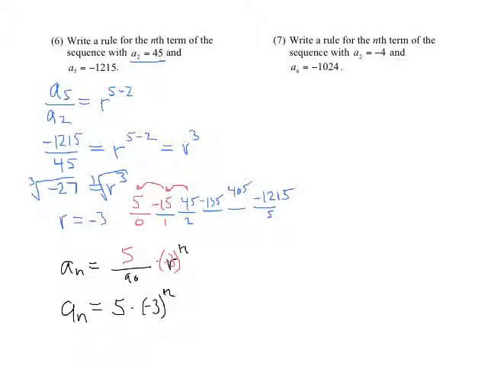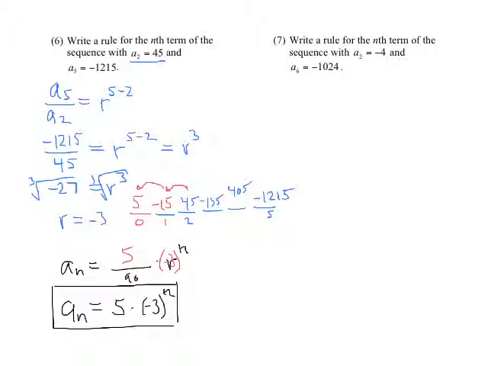Now, after all that work, it's probably a good idea to plug in a 2 for n and make sure we get out a 45, and plug in a 5 for n and make sure we get out negative 1,215. So I'll go straight to the last one there. 5 times negative 3 in parentheses, if you're typing it onto a calculator, raised to the 5th does give us negative 1,215. So, yep, I'm confident that this formula works.